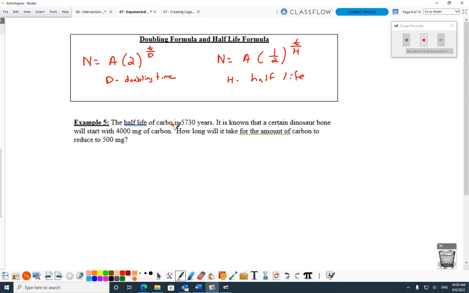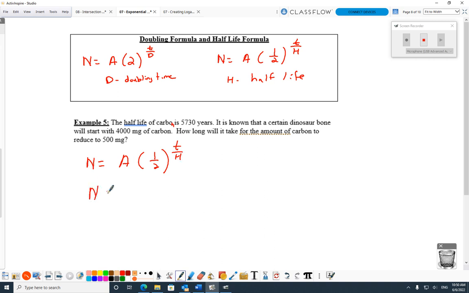So here we go. Half-life formula. N equals A times 1/2 to the power of T over the half-life. I'm telling you, this is the exact same equation we've been using. We have an initial amount. We have a growth factor, but they told us what the growth factor was. They said it was half-life, so we know the growth factor is 1/2. But we have to divide by how much time has, how many half-lives have happened there.